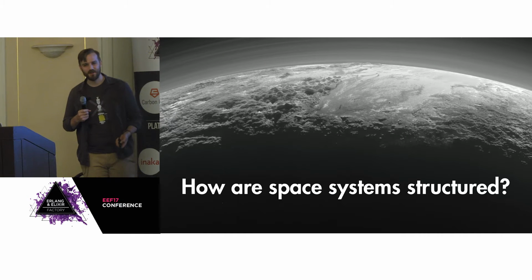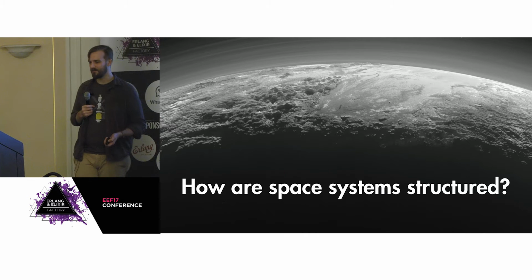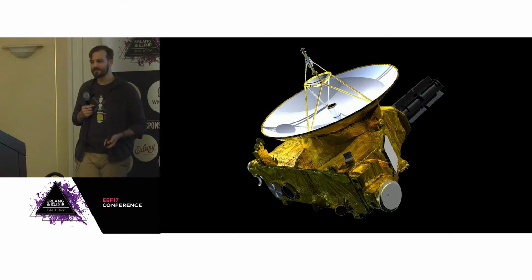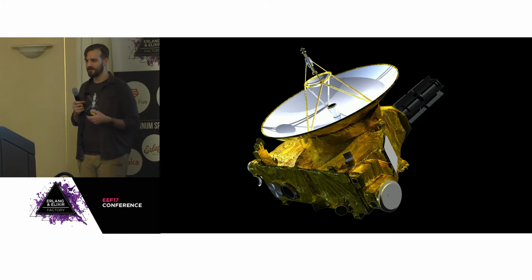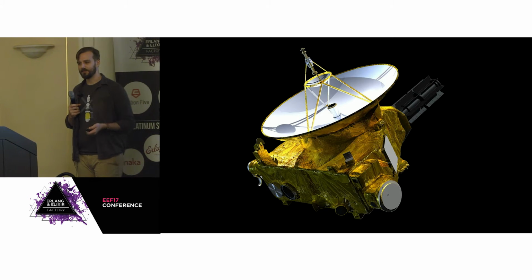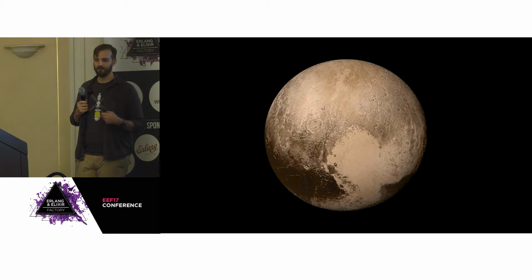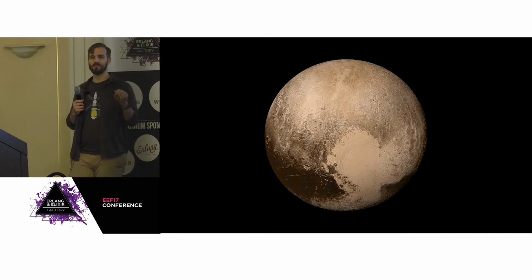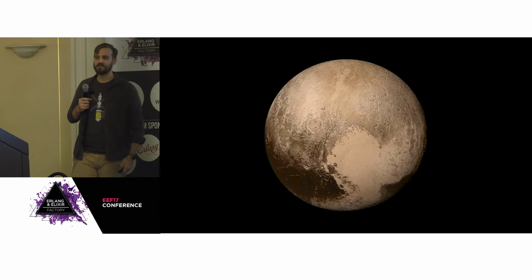So how are space systems structured? That's how Erlang is structured, but how are space systems structured? This is New Horizons. It's currently past the orbit of Pluto. It was launched in January of 2006, and it zipped through the solar system and did a flyby of Pluto in July 2015. It took this pretty famous photo of Pluto on its way out, the heart photo, which I don't know if you've seen, but somebody drew eyes on it and made it really very happy. Pluto's a pretty devastatingly terrible planet.